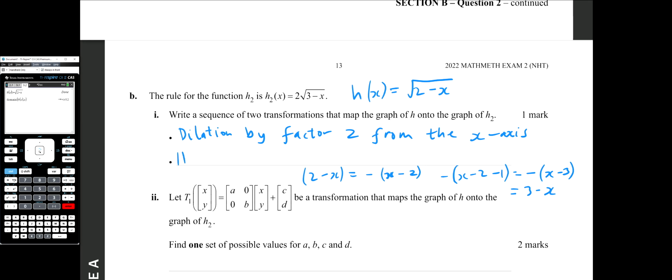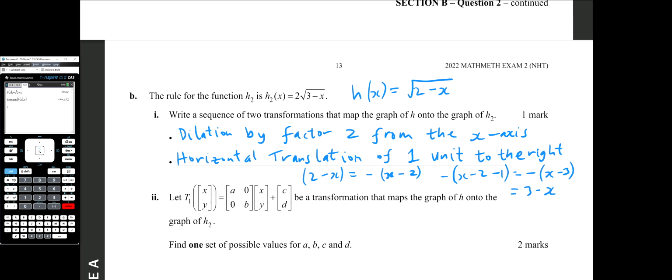So what we have is a horizontal translation of 1 unit to the right. And those are the two transformations that will do it. You can either say to the right or in the positive direction of the x-axis. Both will be acceptable. Right, there we go.